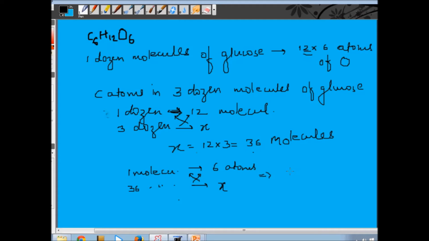Now we cross multiply. So the unitary method gives us our answer that x is equal to 6 multiplied by 36, this is molecules divided by 1 molecule from the left hand side. So this gives us the answer 6 multiplied by 36, that will come out to be 216 atoms. Okay, so you might remember that we solved this question that 3 dozen molecules of glucose will contain 216 atoms of carbon.